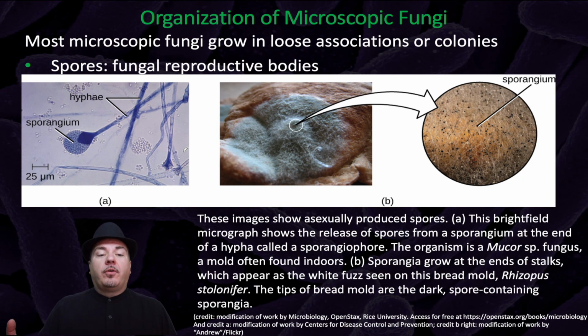Or we can have spores, which are the fungal reproductive bodies. So you have the hyphae here, for example, but this hyphae ends in a sporangium, which is a structure that produces spores. So for example, a mold that you can find on bread, which kind of looks like this fuzzy substance here. If you were to zoom in, what you would see is you have sporangia at the end of stalks of the hyphae, and these sporangia contain the spores of the fungi.